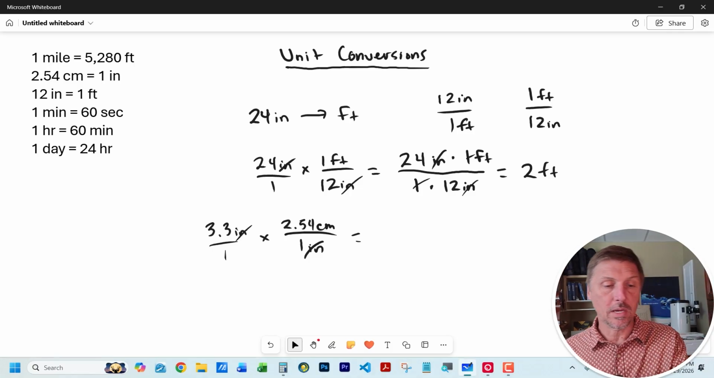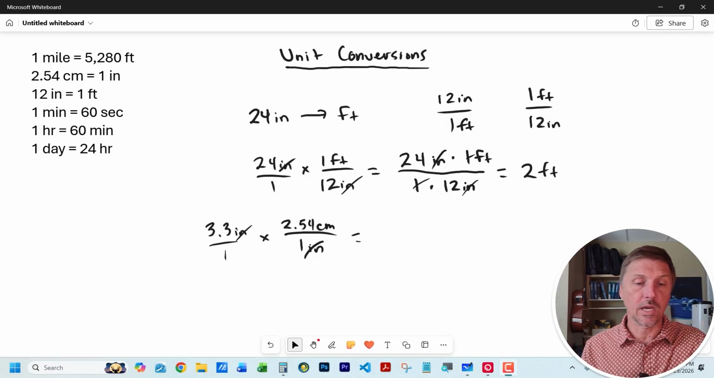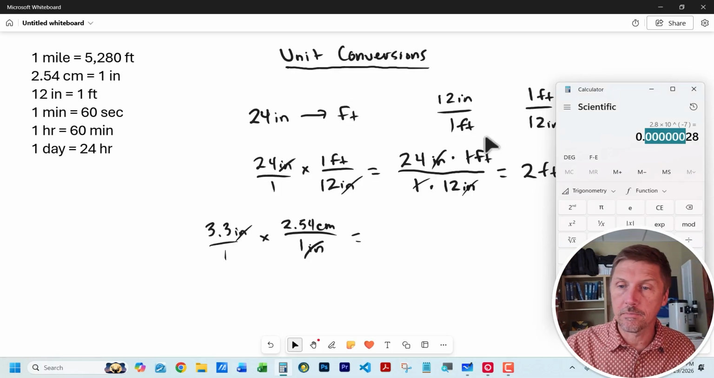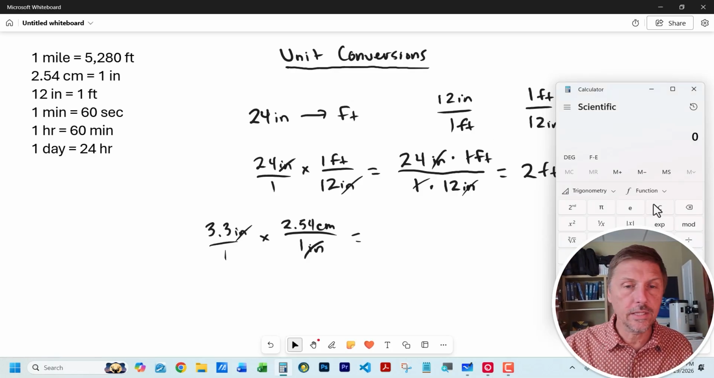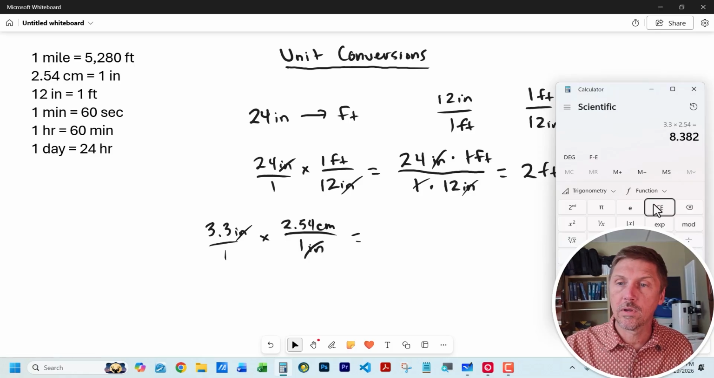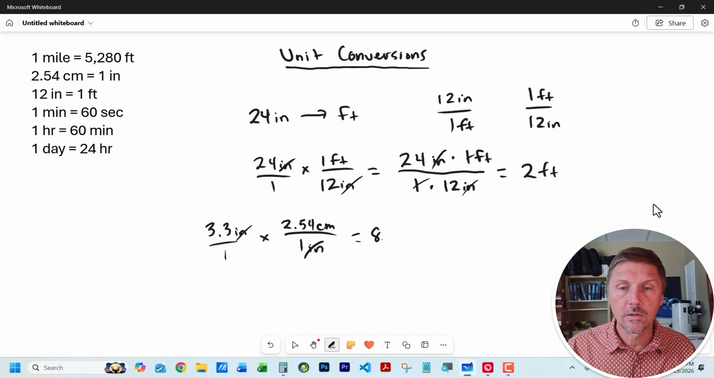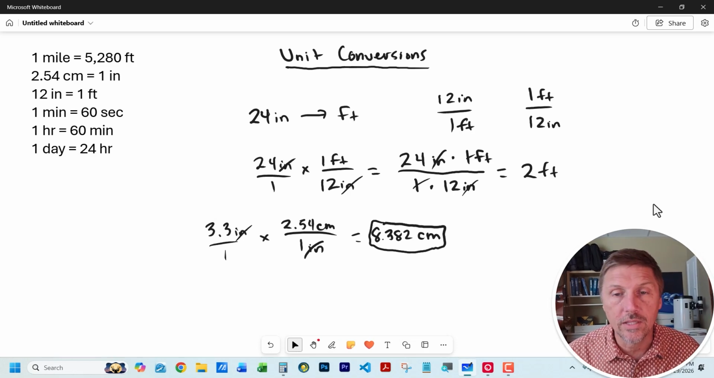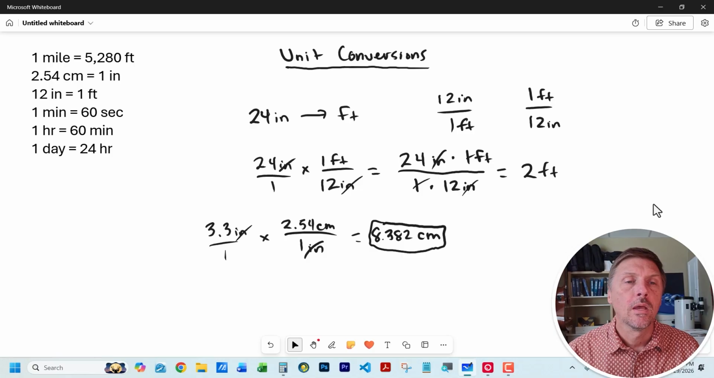Now, you may be better at math than I am, but I have to use a calculator for that. So let's just pull up our calculator real quick here and punch that in. So that's going to be 3.3 times 2.54. That gives us an answer of 8.382. The inches canceled out, so the only unit we're left with is centimeters. So this would be 3.3 inches in centimeters, right? That's how we do that unit conversion.